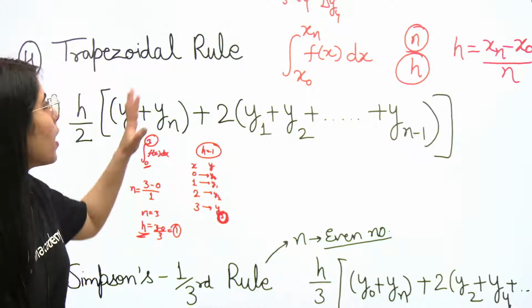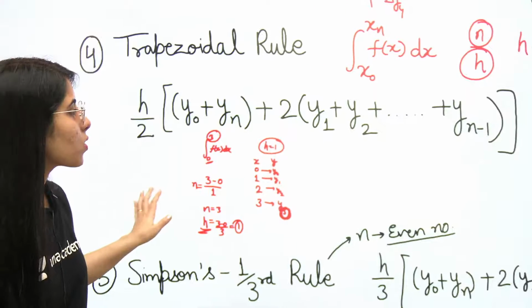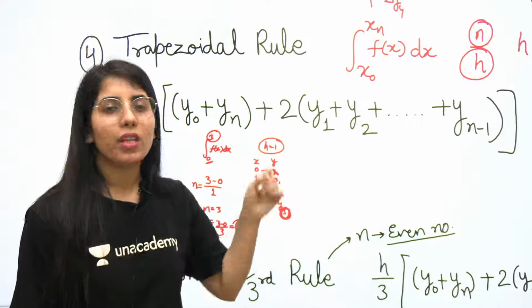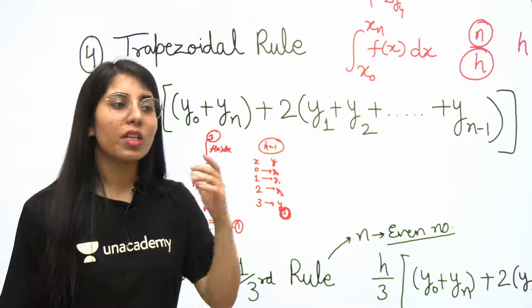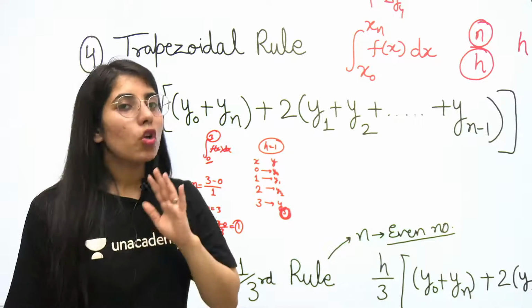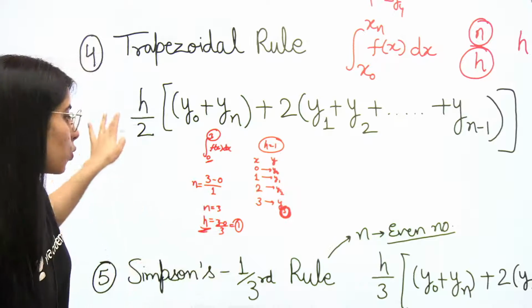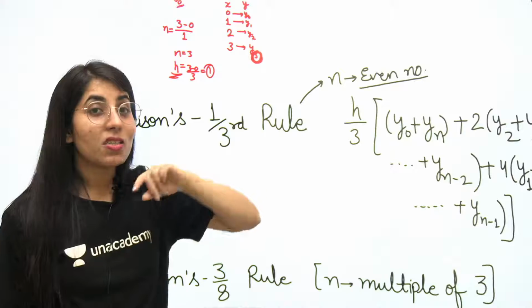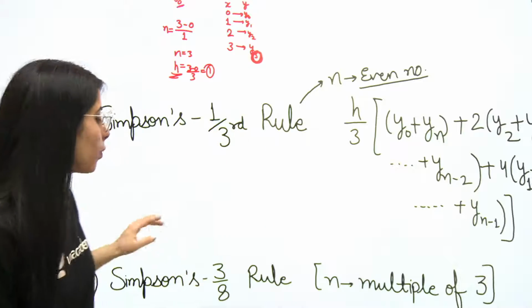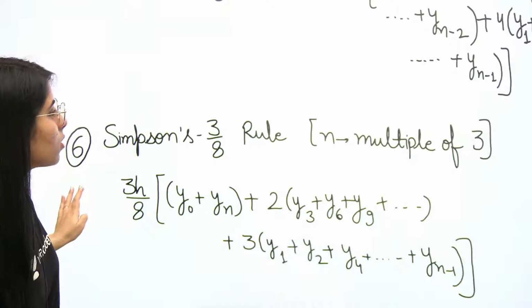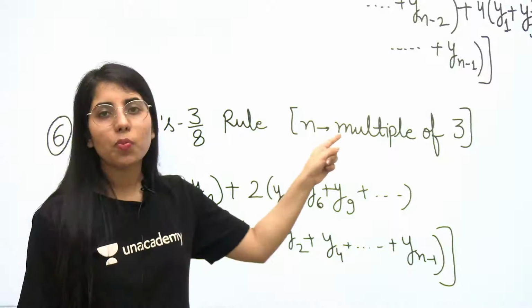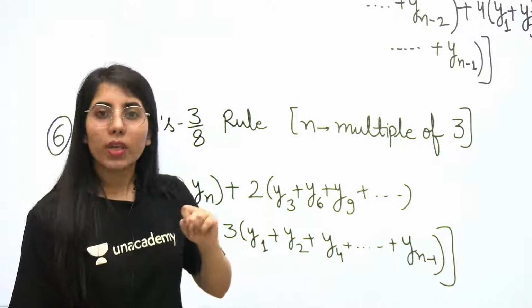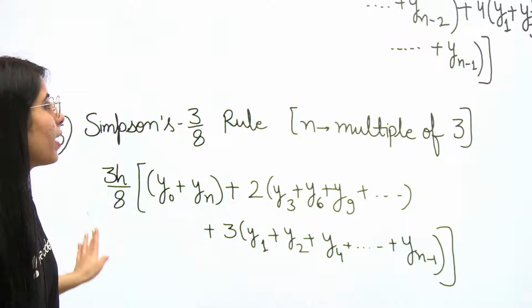rule. What is that? In trapezoidal rule, there is no restriction about the n values, whether that is even, that is odd, that is multiple of 2 or 3, anything. No restriction is there in the trapezoidal rule. While in the Simpson's 1/3 rule, n should be even number. That is the point. N should be even number. And if I'm going to talk about the Simpson's 3/8 rule, n should be the multiple of 3. Okay, these are the conditions on n values.